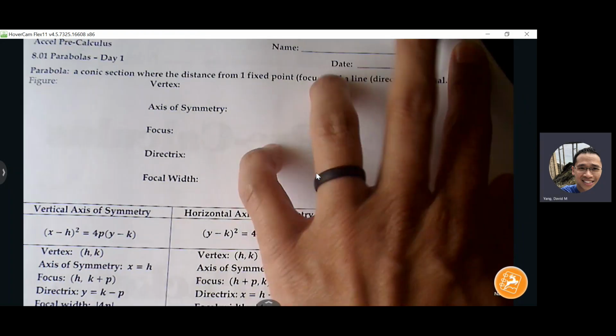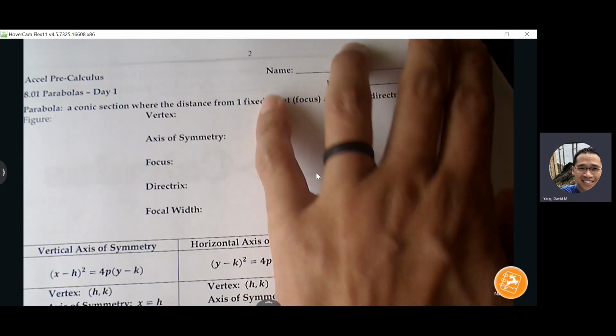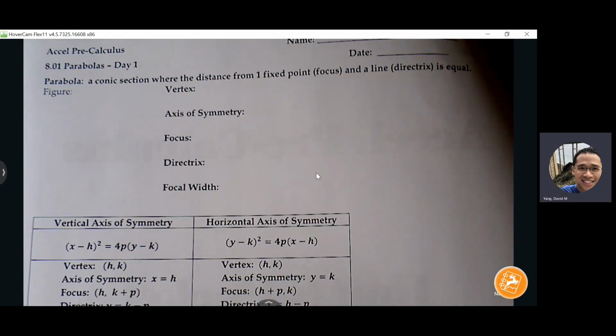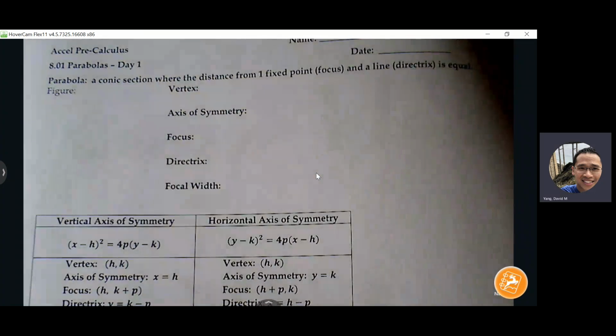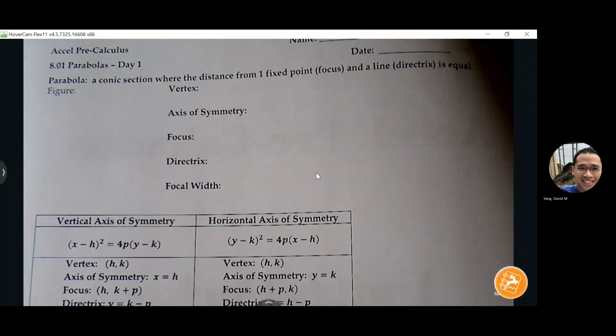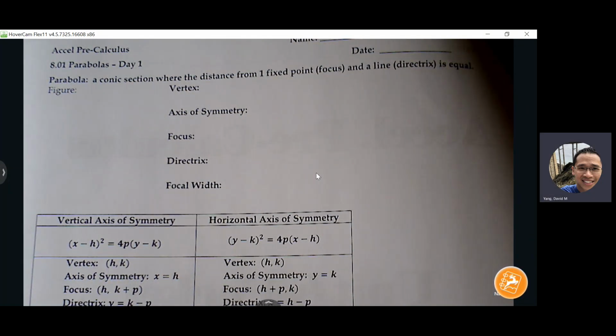Okay, let me just spend some time writing down these definitions and then have you guys copy this down. So a parabola is a conic section where the distance from one fixed point, the focus, to a line, the directrix, is equal.